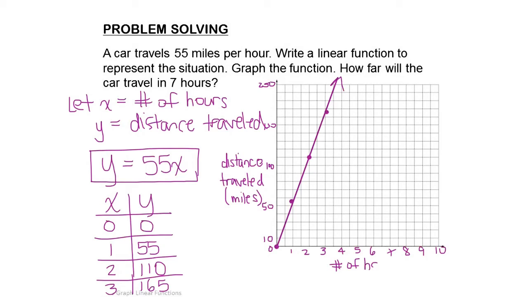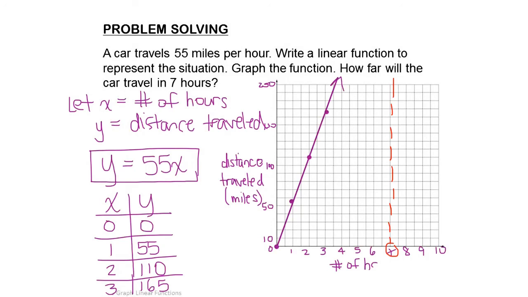Now they ask, how far will the car travel in 7 hours? Now we have two options. We could either use the graph to help us figure this out, or we can plug in 7 for x into the function and calculate. If I'm going to use the graph, I would have to look at the 7 hours and then look up vertically until it intersects our graph.